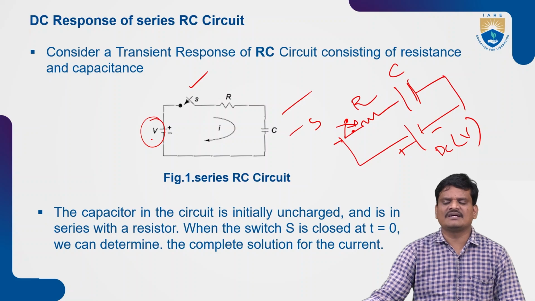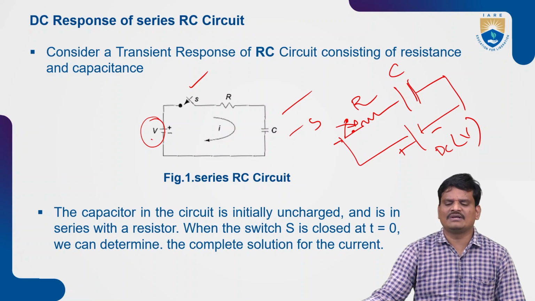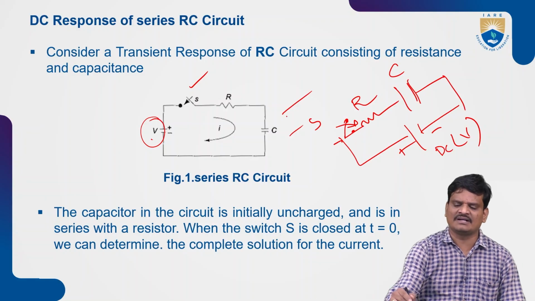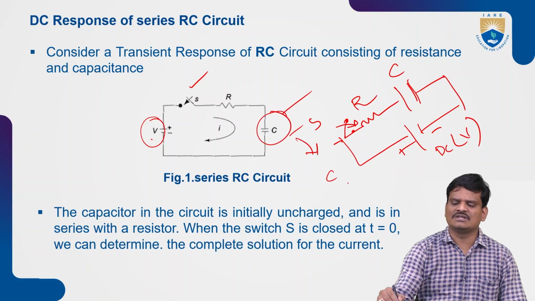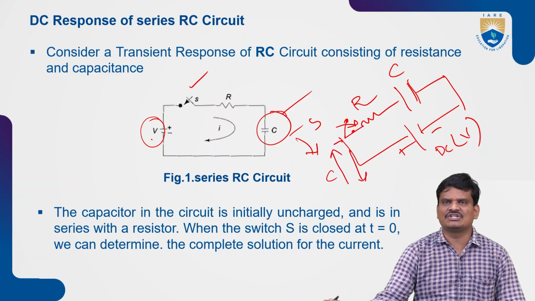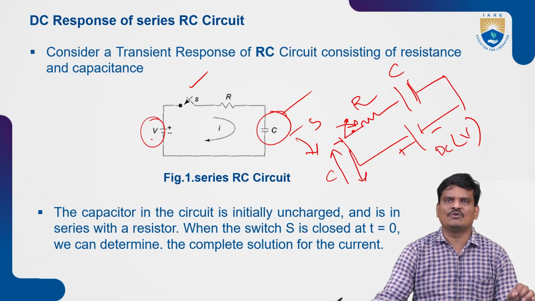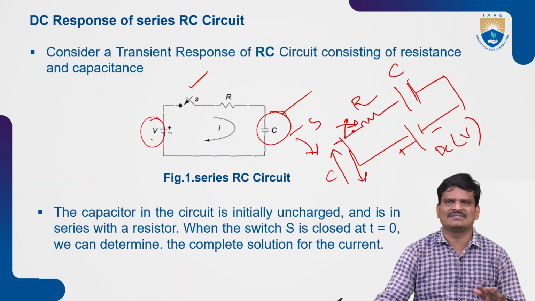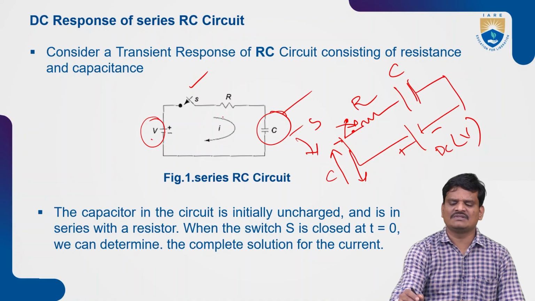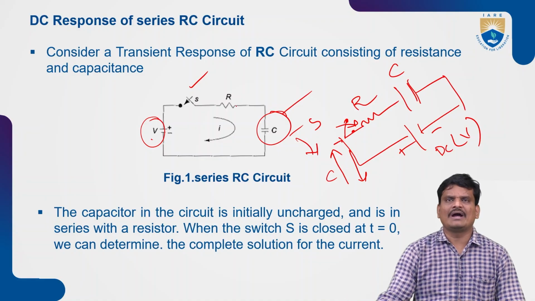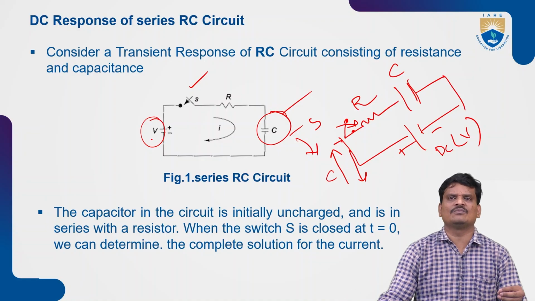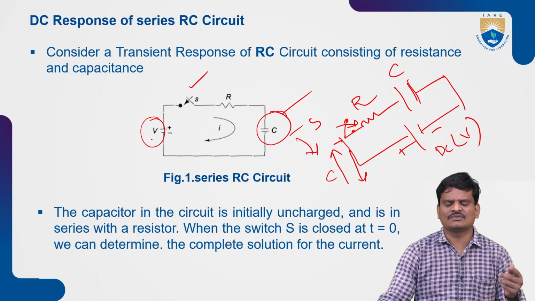The capacitor in the circuit is initially uncharged. As the supply is not given and the switch is open, the capacitor will have two modes: one is charging and the other is discharging. Initially, as the switch is open, the capacitor is completely in discharging mode, that is, it is not charged, and it is in series with a resistor. Now I am going to close the switch at t equal to 0 in order to find the complete solution for the current.